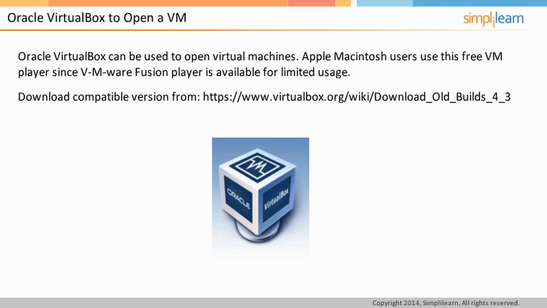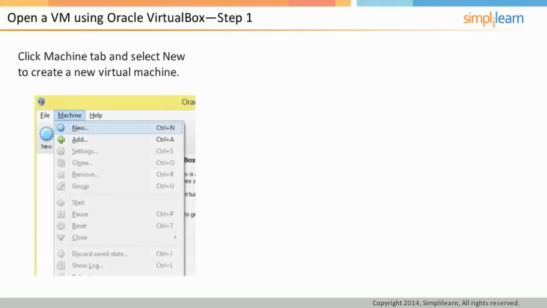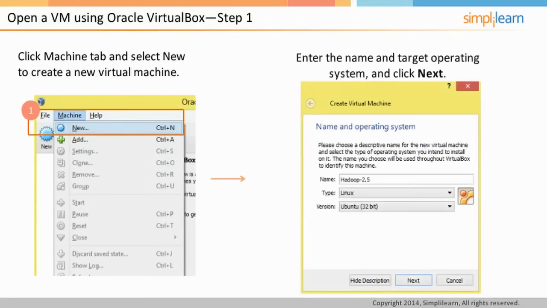In the subsequent screens, we will perform the steps to open a VM using VirtualBox. Open Oracle VM VirtualBox Manager. Click Machine tab and select New to create a new virtual machine. The Create Virtual Machine window is displayed. Enter the name and target operating system and click Next.